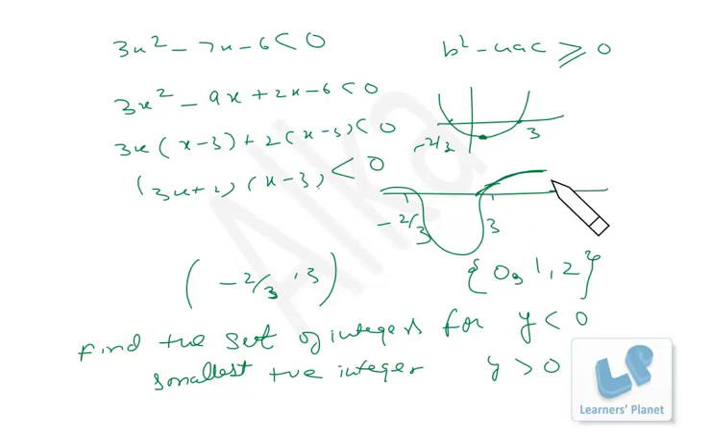So we are looking for the smallest integer. The smallest integer after 3 will be 4 only, right? So the smallest positive integer for which y is greater than 0, suppose this is y, will be nothing but 4. Okay?